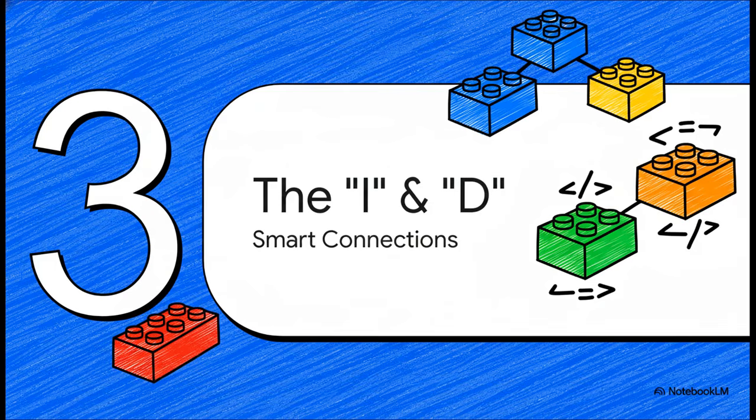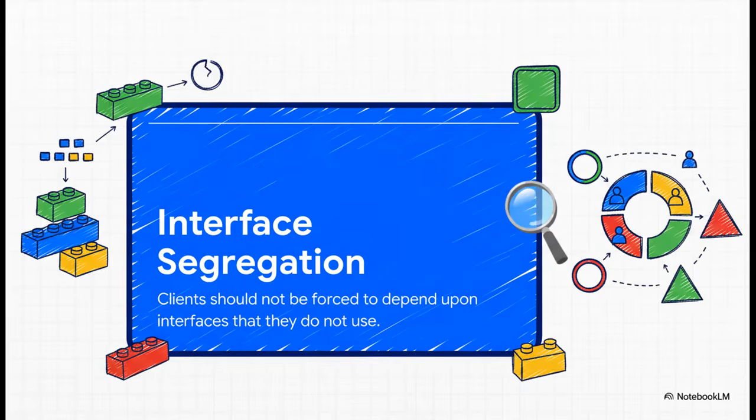So we've got our small building blocks. We know they need to be perfectly substitutable for one another. Our final 2 principles, I and D, are all about designing the connections between them in the smartest way possible. In simple terms, this really just means don't create fat interfaces. Make small, focused contracts instead.